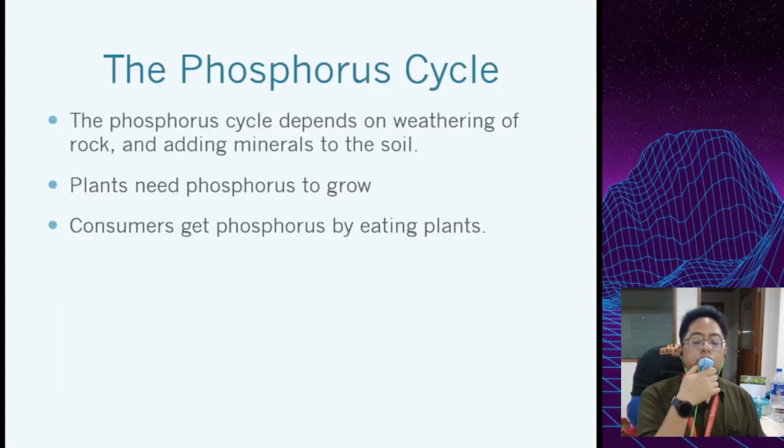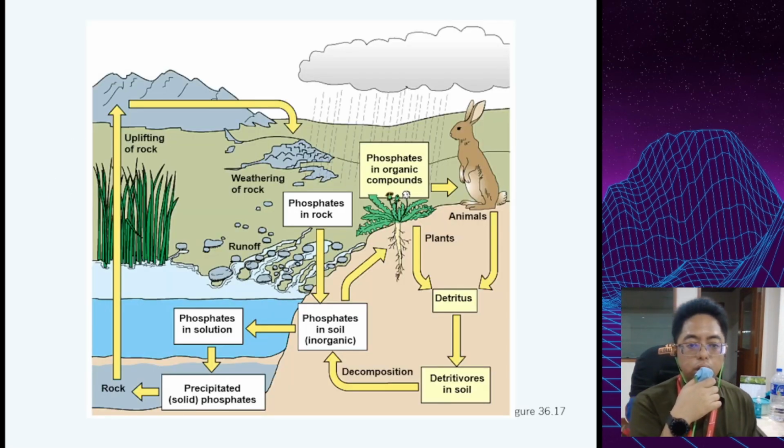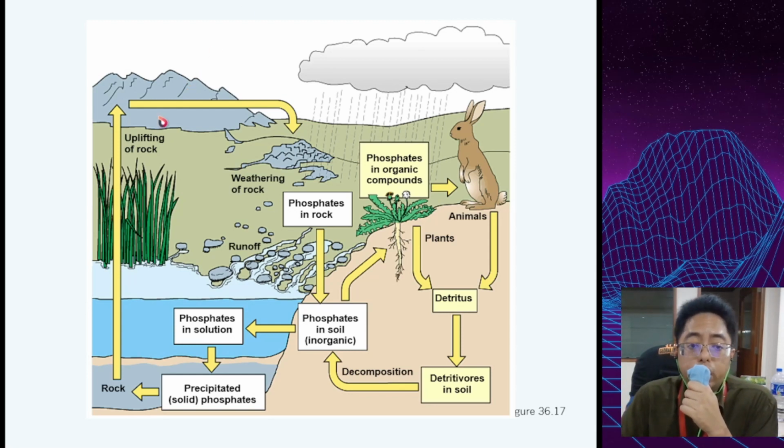Okay, lastly, the phosphorus cycle. The phosphorus cycle depends on weathering of the rock and adding minerals to the soil. Why is it important? Because plants need phosphorus to grow, and consumers get phosphorus by eating plants. You can see here, for example, phosphorus, where does it come from? It comes from weathering of rock.